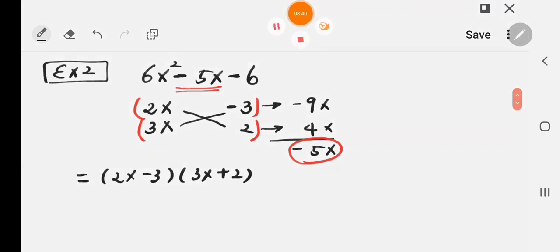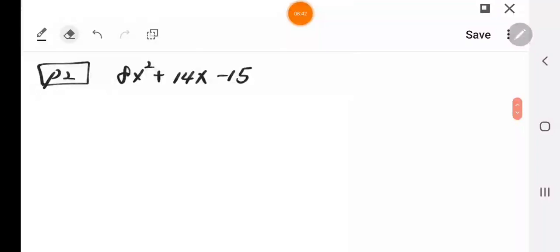Okay, try another example. For problem number 2, 8x squared. So 8 is 2 times 4, so we can try 2x times 4x first. If this does not work, we can try 1 times 8. 15 is 3 times 5, or 5 times 3. So let's try this 3 times 5. If it does not work, then we can try 5 times 3. And then one of them has to be negative.